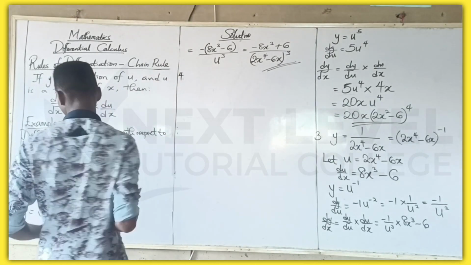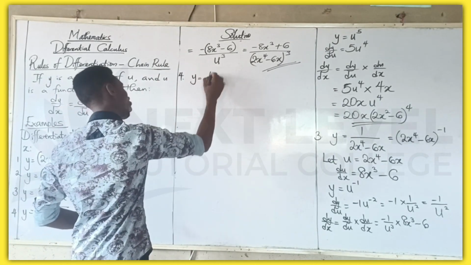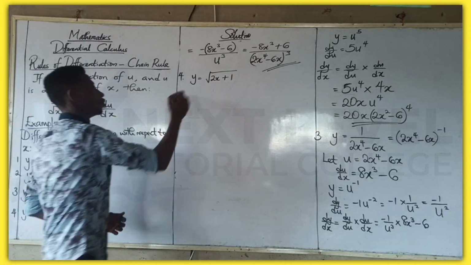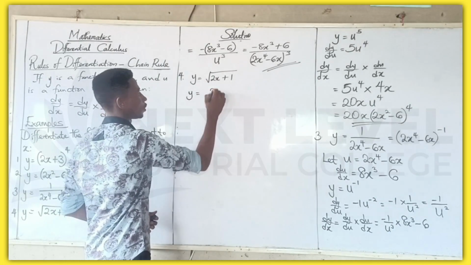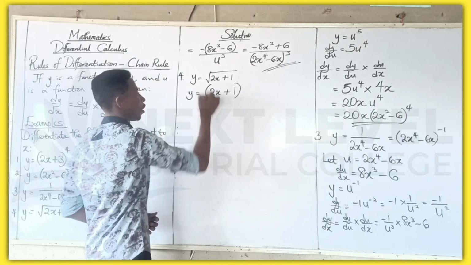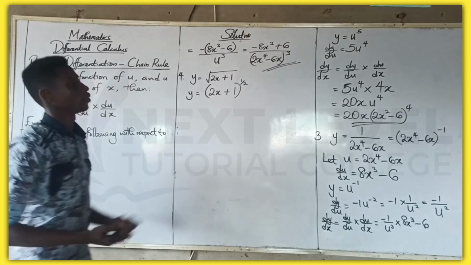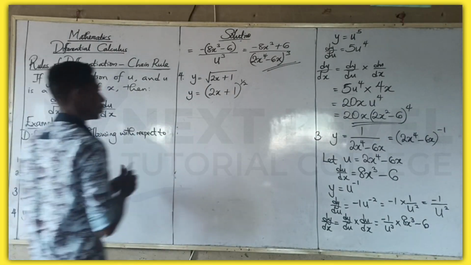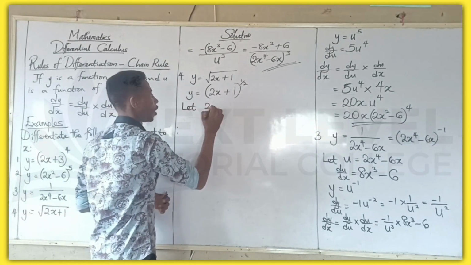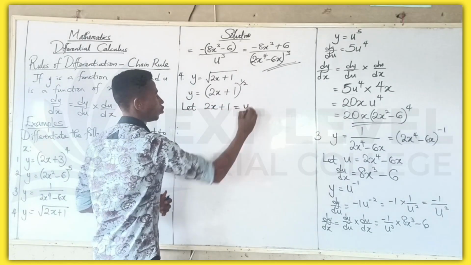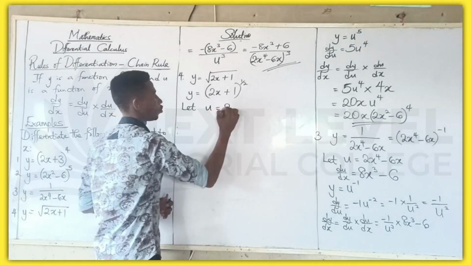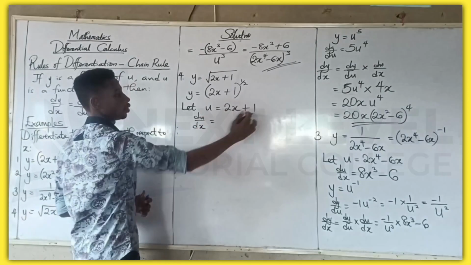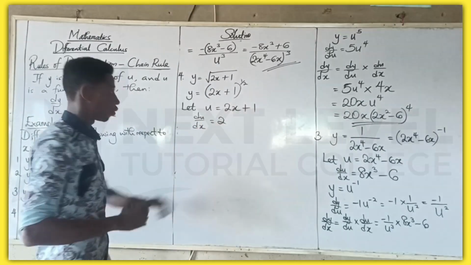Number 4, we have y equals square root of 2x plus 1. Now, the square root can be expressed as the power of half from our knowledge of indices. So this is in the form that we need. Now we'll say let 2x plus 1 be equal to u. Okay, so let me write that. u equals 2x plus 1. So we'll find du/dx. If you differentiate this, it gives you 2, and 1 is 0.